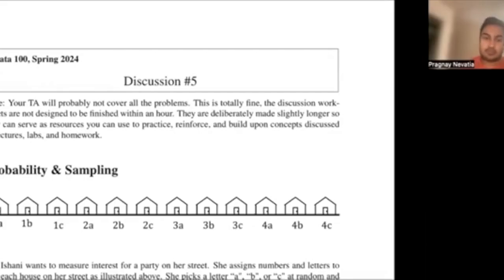Hi everyone, welcome to discussion 5 for Data 100. Today we'll be talking about some probability and sampling as well as some simple linear regression. So let's get started with the first question.